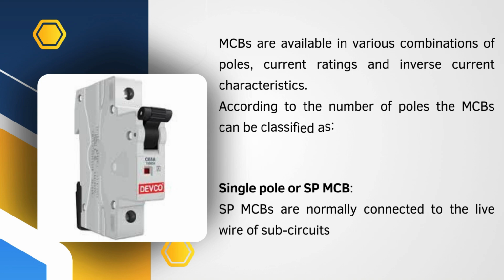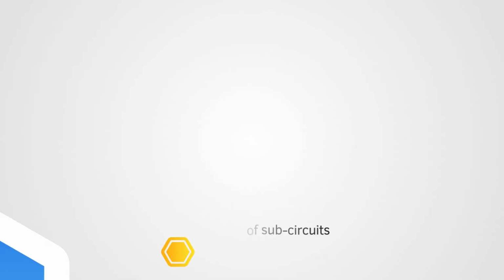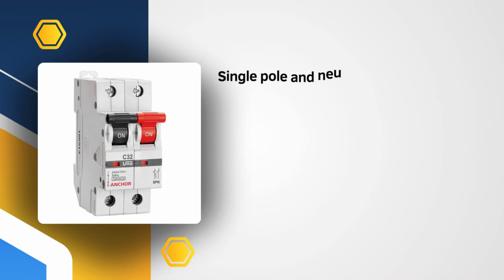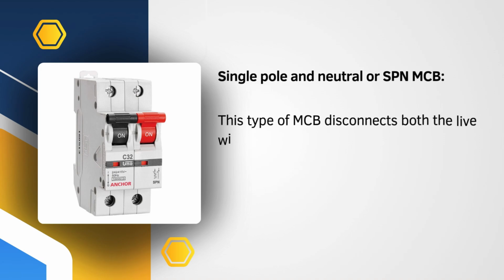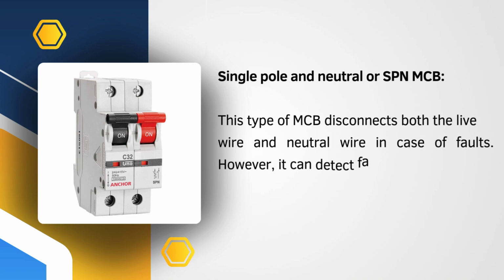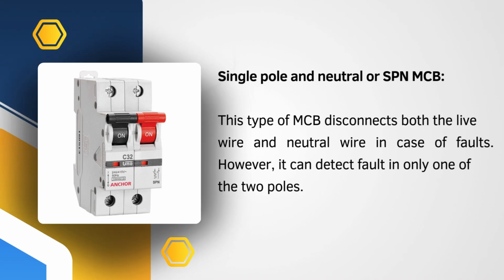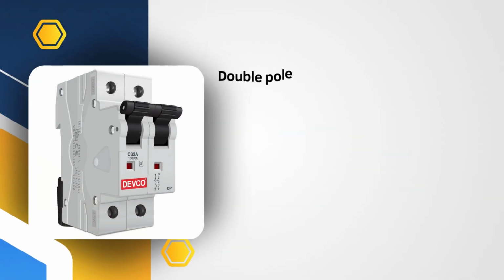According to the number of poles, the MCBs can be classified as single pole or SPMCB. Single pole MCBs are normally connected to the live wire of sub-circuits. Next is the single pole and neutral or SPN MCB. This type of MCB disconnects both the live wire and neutral wire in case of faults. However, it can detect fault in only one of the two poles.